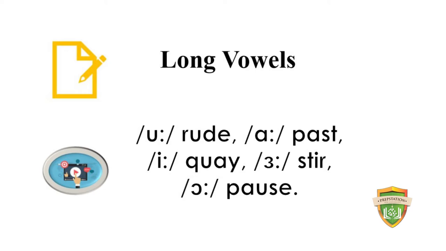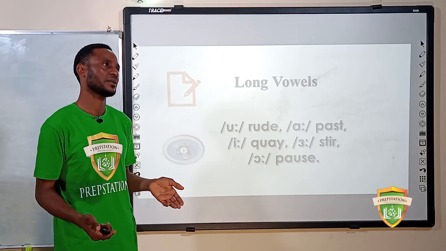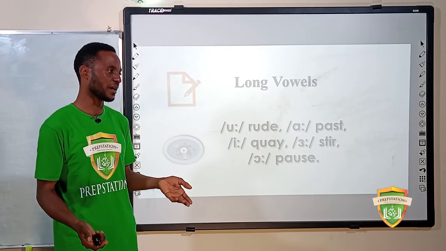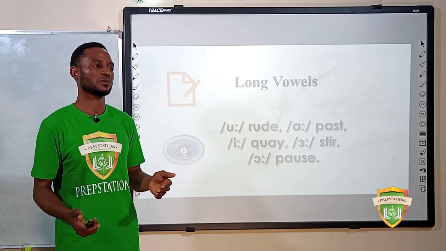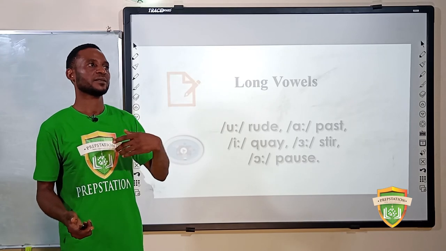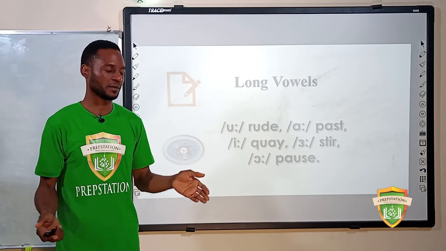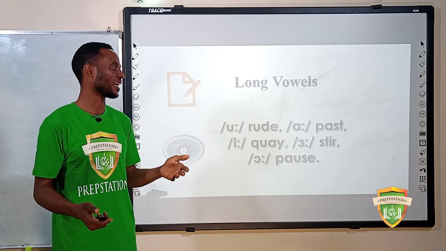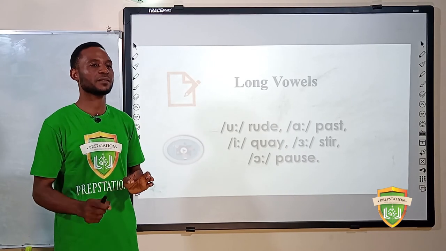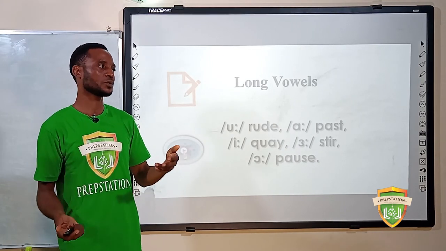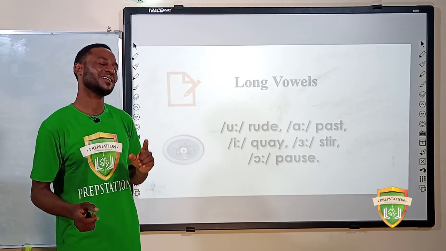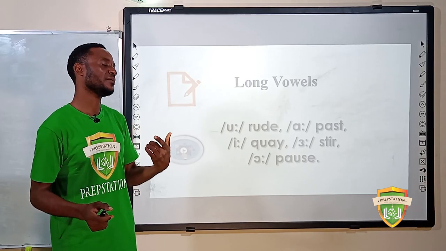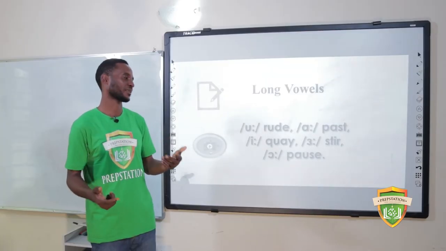For instance, you have past, last, and the rest of that. You can also have father. You know, it's far from here. And then the other one is father. It's a long A sound. And then you have father, you know, your biological male parent. You call him father. The letter that is realized there is a long A sound.